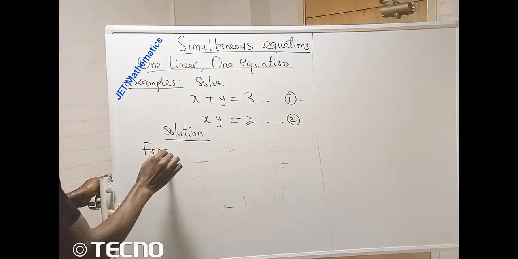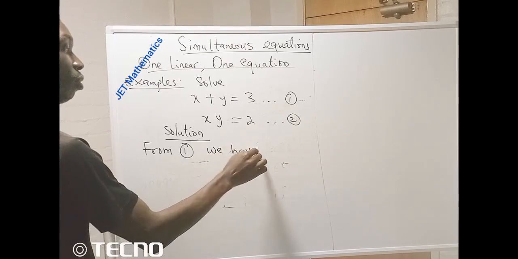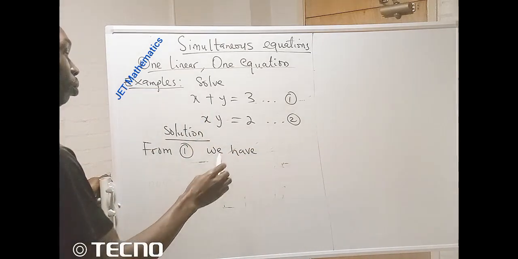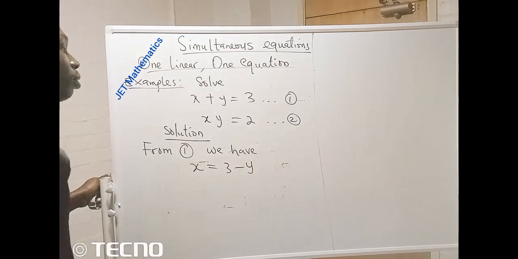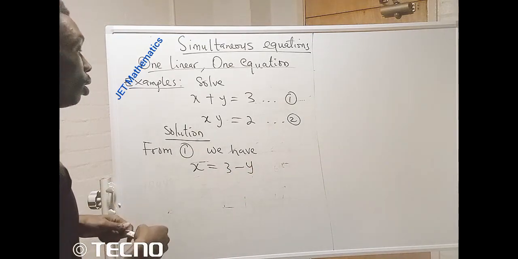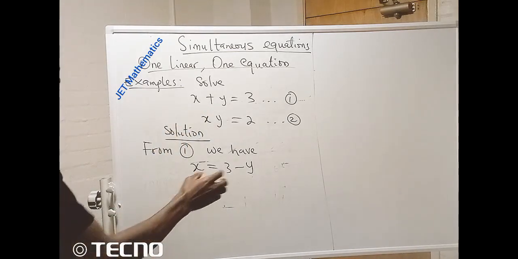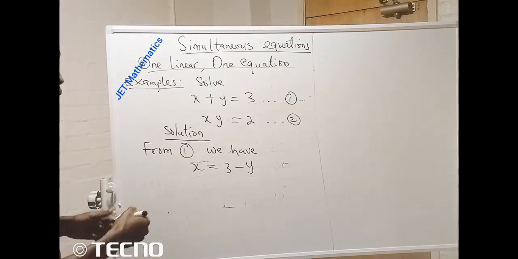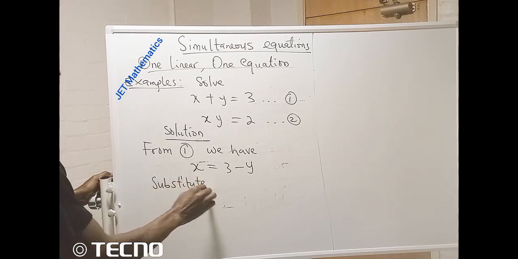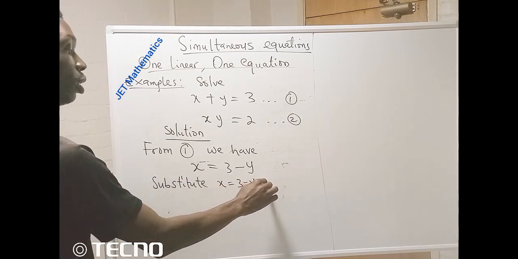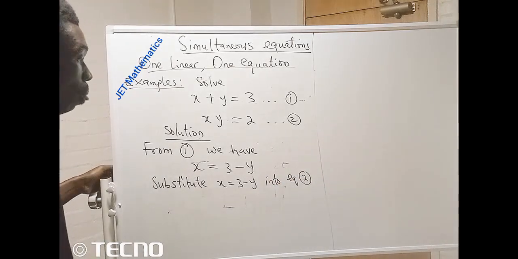So from 1, making x the subject, we have x is equals to 3 minus y. When we take y this way, it becomes minus y. Next we need to substitute x equals 3 minus y into equation 2. Pretty easy.